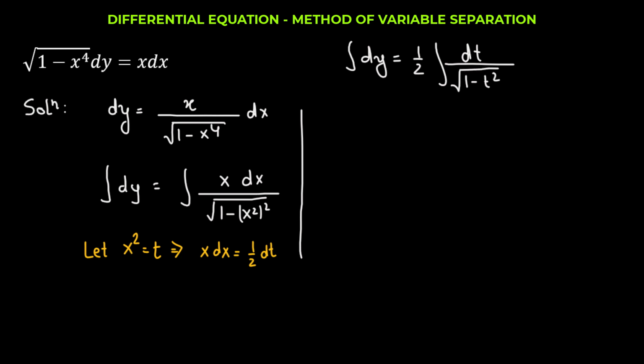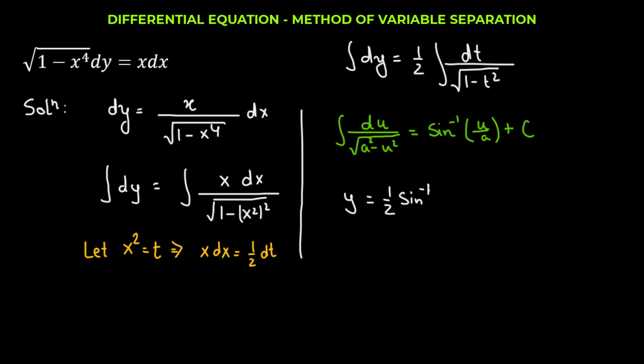Now from the table of integrals, we know that the integral of du divided by the square root of a squared minus u squared is simply sine inverse of u over a, plus c, such that y equals half sine inverse of t plus c. Now replacing t with x squared, we finally get y equals half sine inverse of x squared plus the constant of integration c, and this is the required solution to the given differential equation.